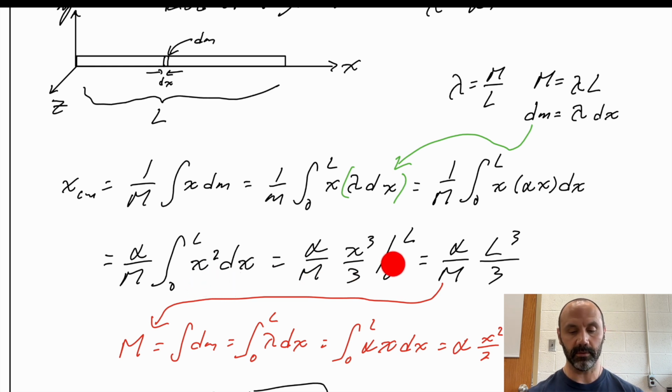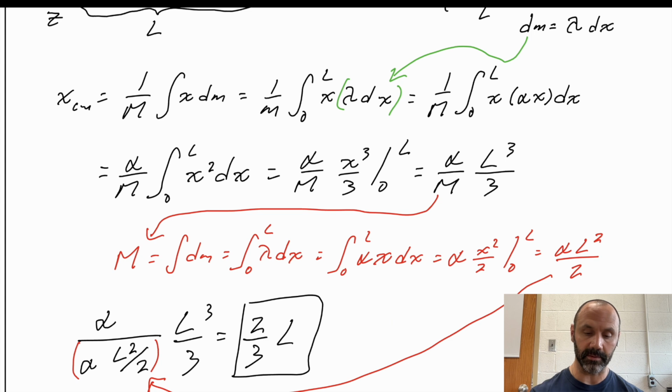x squared. So I take the integral, I get alpha over m x cubed over 3 from 0 to L. And then when I plug in 0, I get 0. Plug in L, and I get alpha over m L cubed over 3. Now, usually we're not going to want this in terms of m. We want to know the location. If I have m in there, then I don't really know the location yet, right? I can't put my finger on what the coordinate is.